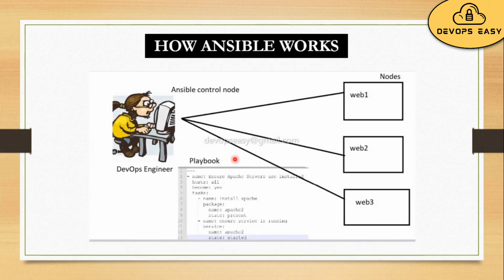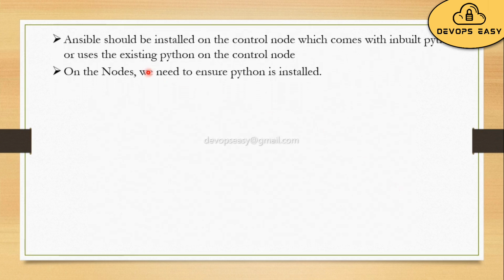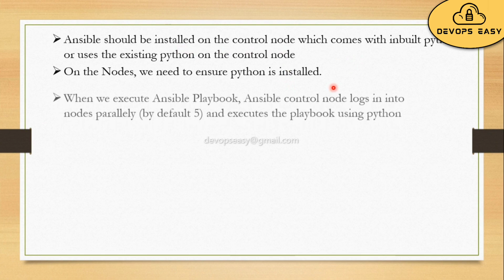So how will Ansible work? As a DevOps engineer, we will write a playbook and execute it, and it runs automatically on every server. Whatever software is required will be installed. We are going to discuss that part. Ansible should be installed on the control node, which comes with Python built in. I told you, you don't need to install Python. Whenever you install Ansible, Python is automatically installed. On the node, you need to install Python.